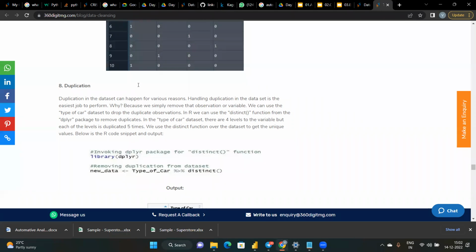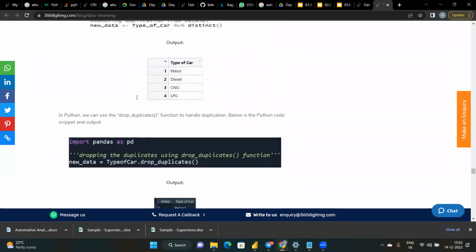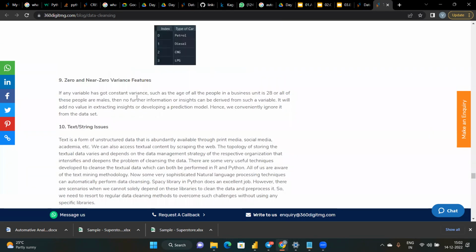Duplication, we have seen. After duplication, we are going to see zero and non-zero variance. This is about the features. If any variable has constant variance, such as the age of all people in the business being 28, it will add no value. So we are going to remove zero variance features, because these values are the same and add no value.